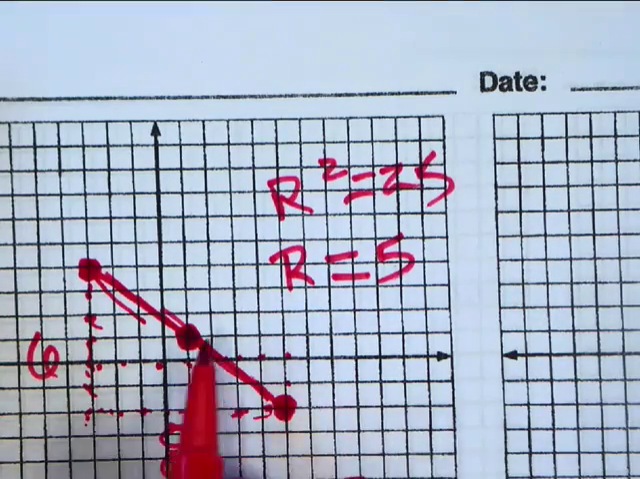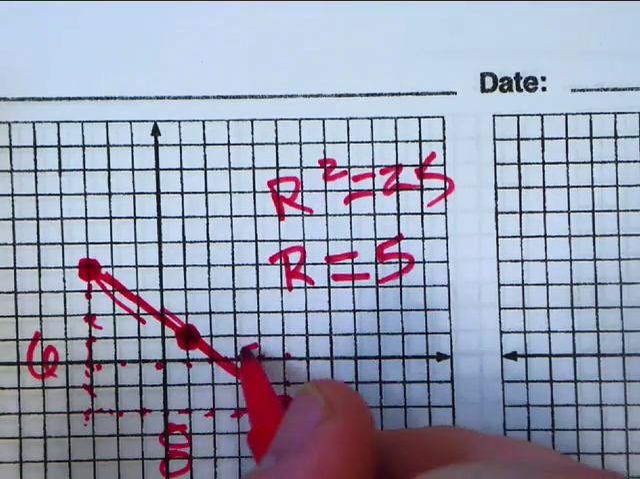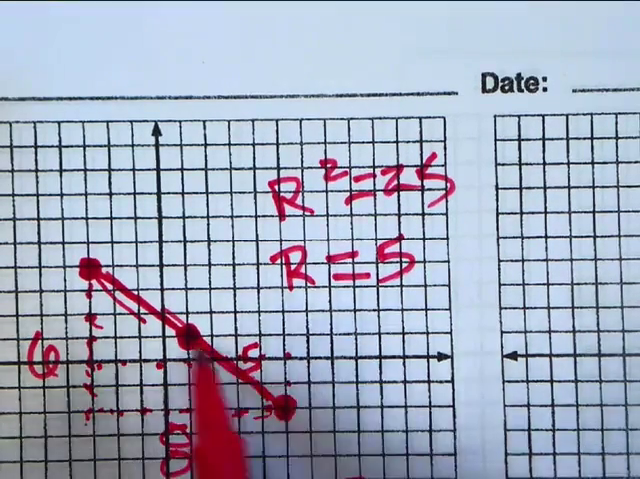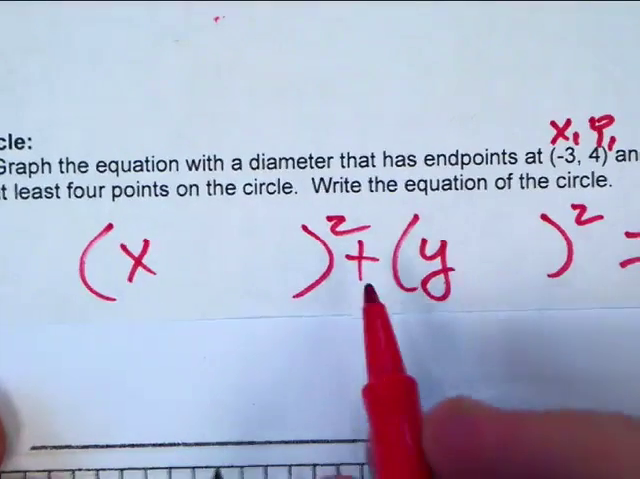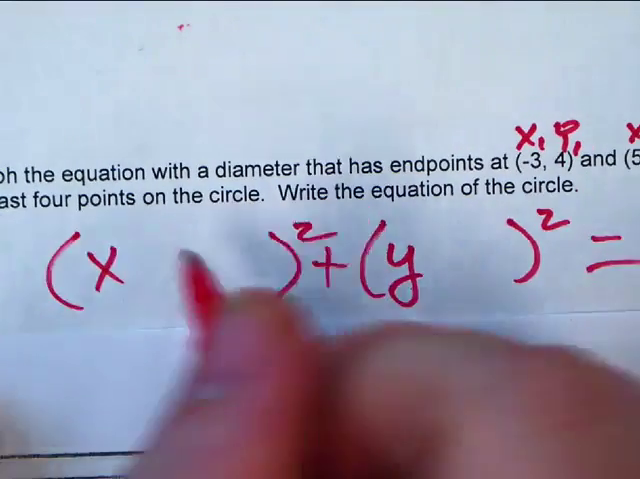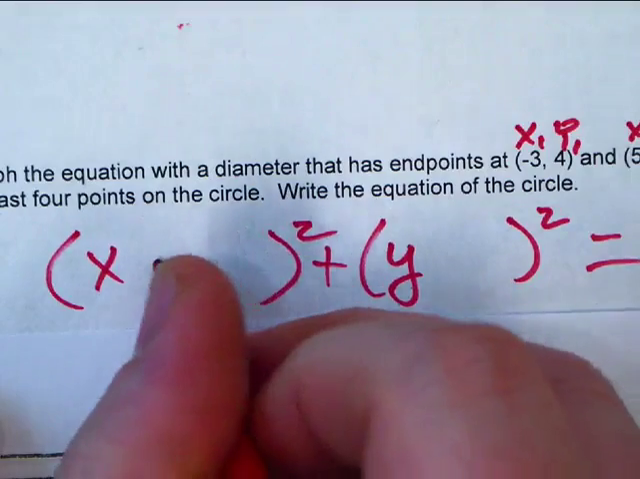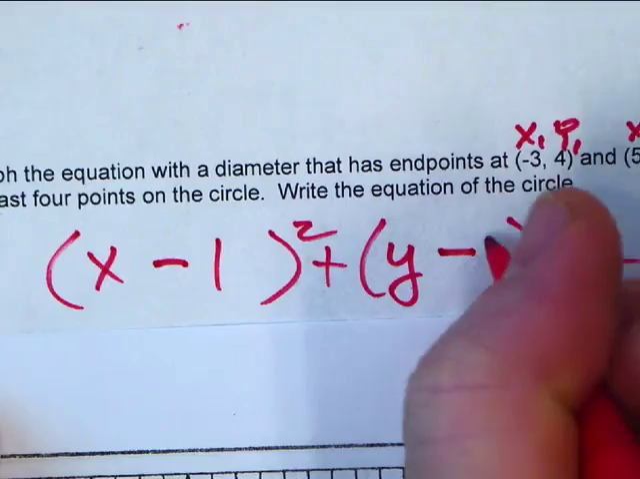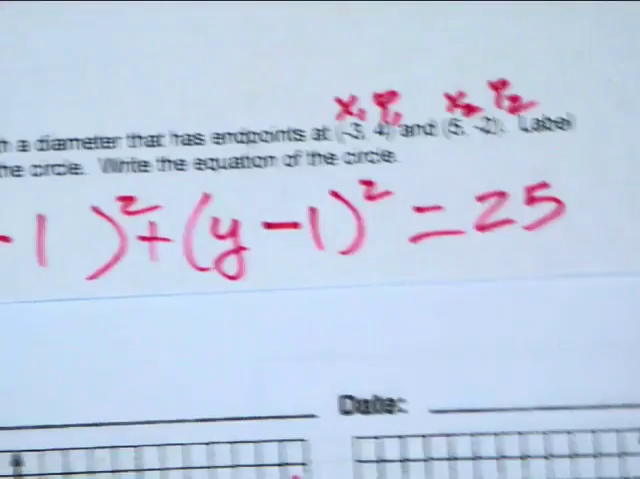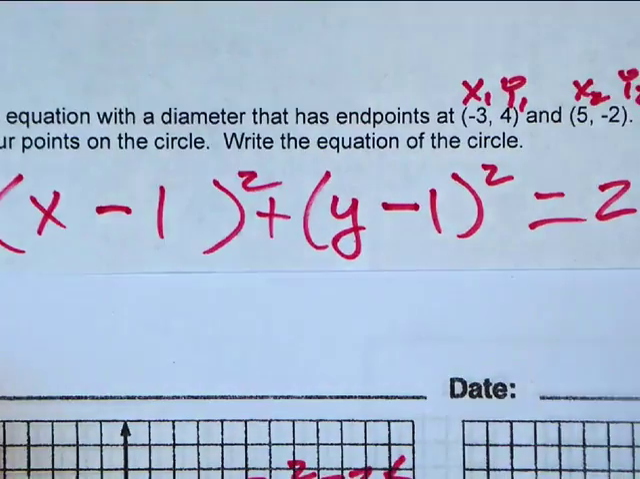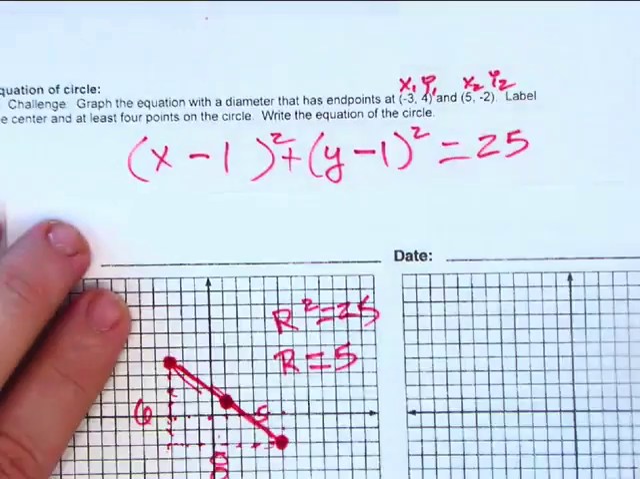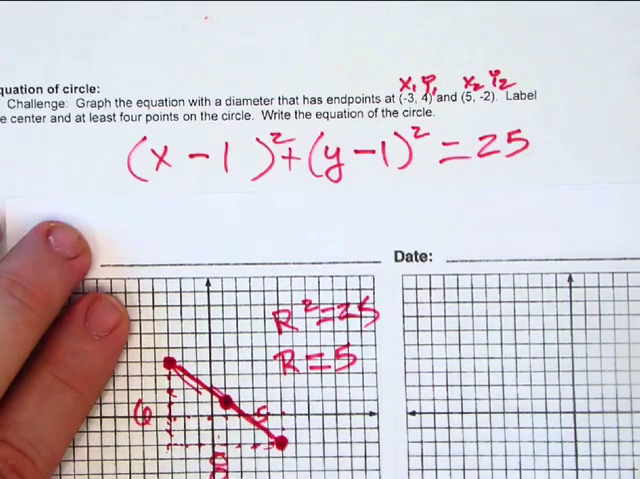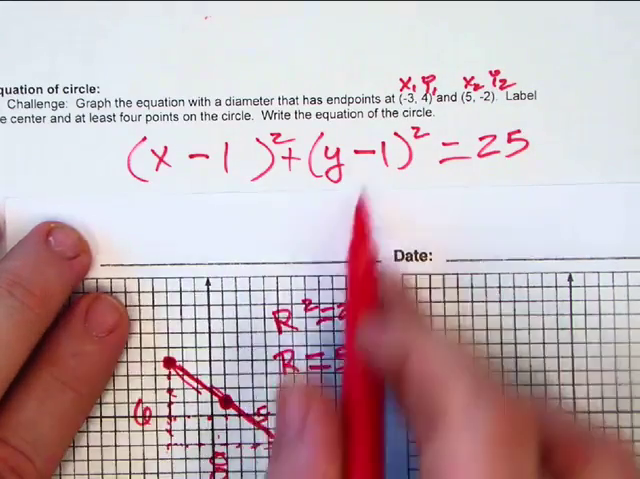Okay, so now we have the midpoint. We know the radius is 5. And our midpoint is 1, 1. So up here we take the negative of each of the midpoint values. The x is +1, so we take -1. The y is also +1, so we take minus 1 on that one too. So now we have our equation. That's all you have to do: the negative of the center x value, negative of the y value. So that's 1, 1, negative 1, negative 1.